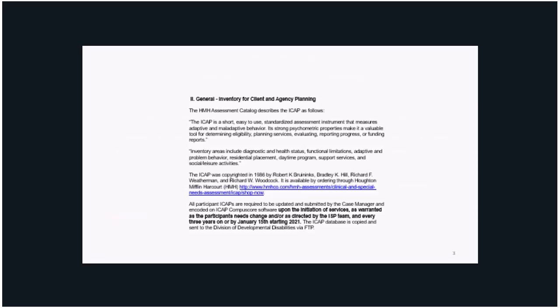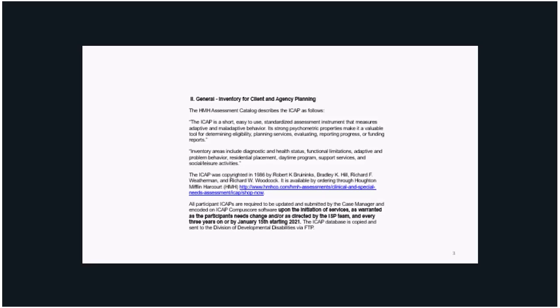However, when you complete the ICAP, we ask that it's people that know the person best. If you do not know the person very well, then we would ask that it's a process where you're consulting with people that do know them well. Right now in our system, the ICAPs are required to be submitted for anyone that is getting services.